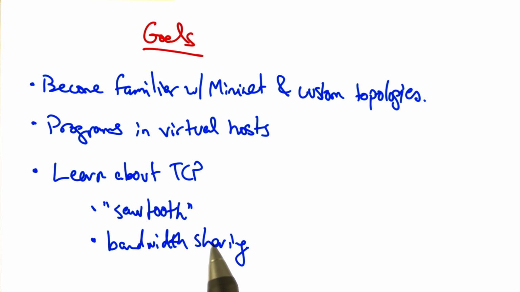In this assignment, you will become familiar with the Mininet environment, creating custom network topologies, running programs in virtual hosts that generate TCP traffic, and learn about TCP, congestion control, and the TCP sawtooth. You'll also see how bandwidth is shared across multiple flows. We are going to explore these concepts in a particular topology that we'll just call a parking lot.